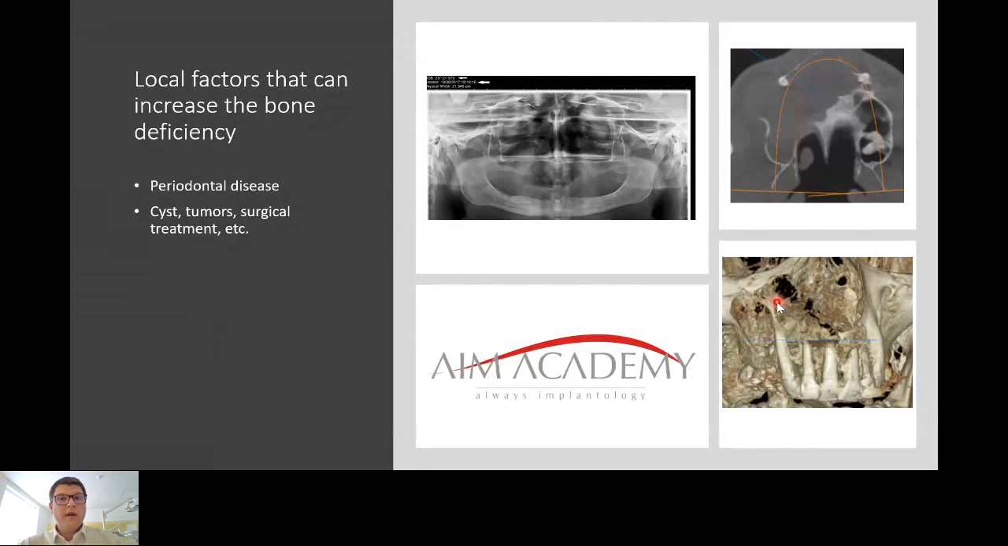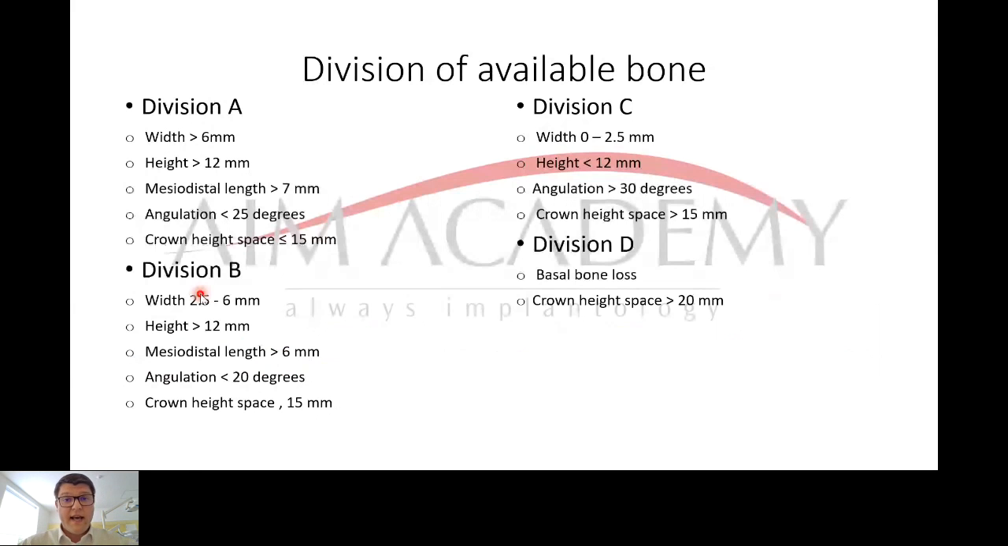But first of all, let's see a little bit which divisions of bone we have, which are the possibilities that we have. Carl Misch established 4 classes. Of course, these classes have some subdivisions. Class A and Class B is something that everybody likes. I like Class A and Class B. About Class C and Class D, well, this is with a little bit of mixed feeling.